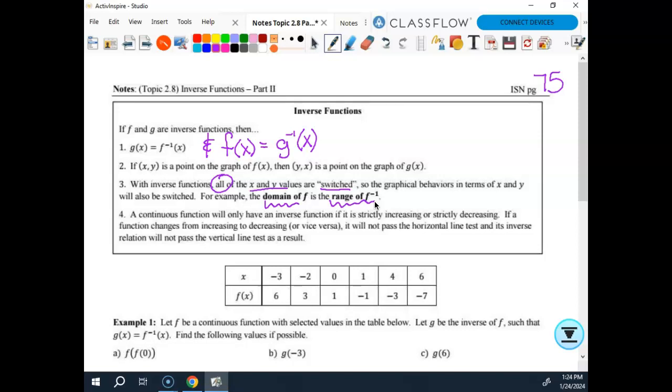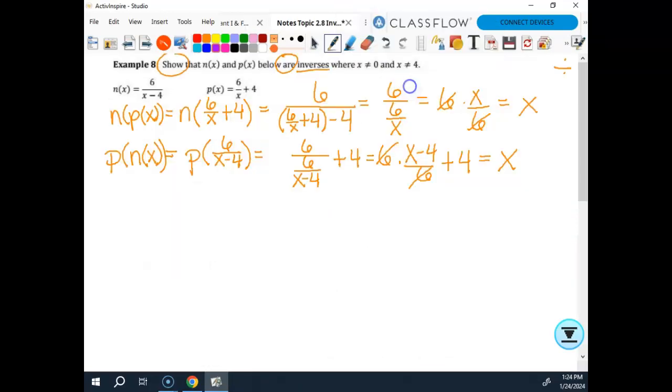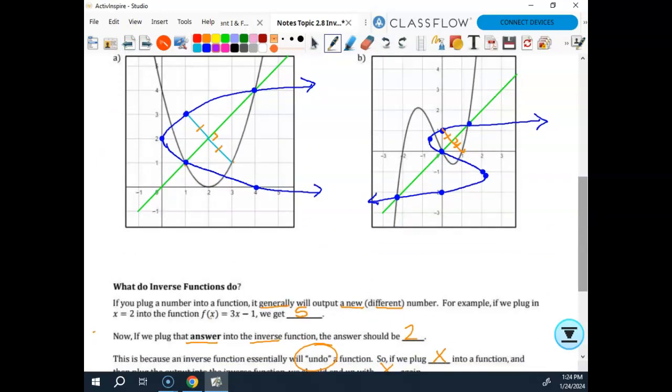And here's another little tidbit: a continuous function will only have an inverse function if it is strictly increasing or decreasing. Otherwise, it will not pass the horizontal line test, which we'll talk more about tomorrow. But let me explain what that means here. Let's look back at this graph again. My parabola is decreasing, and then it starts to increase, right? You agree with that? So it's switched between increasing and decreasing.